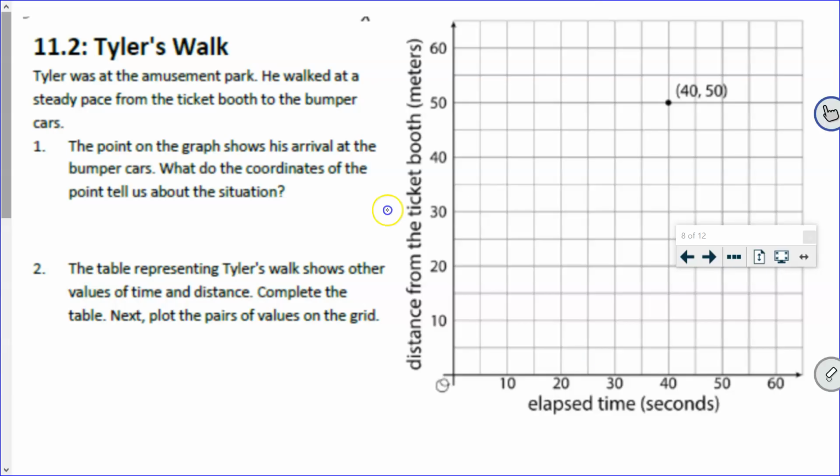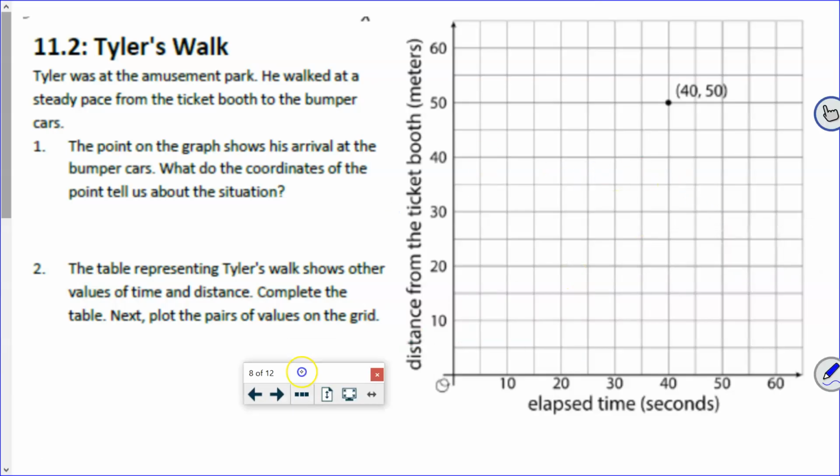This is Tyler's walk. Tyler was at the amusement park. He walked at a steady pace from the ticket booth to the bumper cars. So imagine what this is like. Close your eyes and envision it if it helps. You're at the amusement park and you've just gotten through the ticket booth, and you want to walk over to the bumper cars. That's your favorite ride. You're walking at a steady pace. And now, open your eyes.